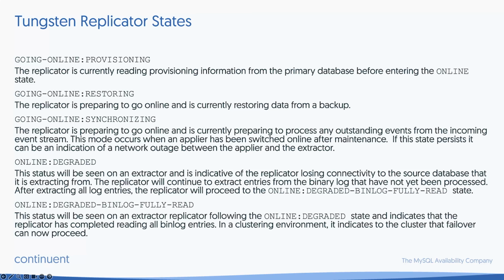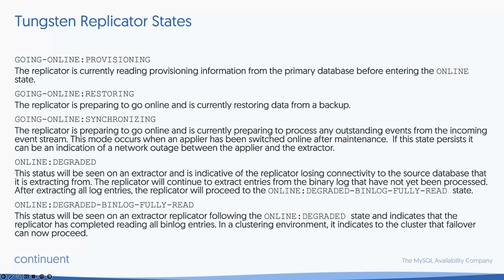Going online synchronizing indicates the replicator is preparing to go online, similar to the previous two states. However, this is usually following a normal startup. If this state persists, then it is an indication that for some reason the applier cannot reach the extractor. This could be because of a network issue or simply that the extractor is not running.